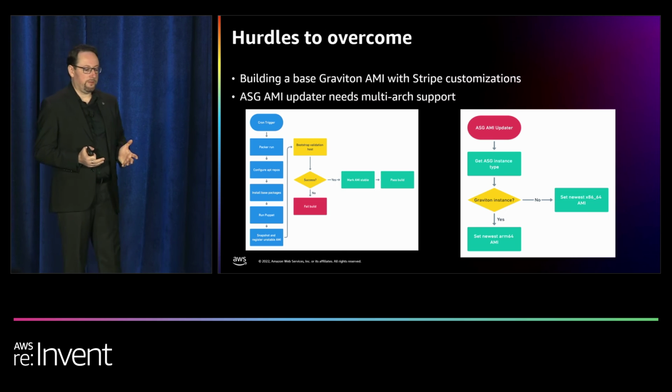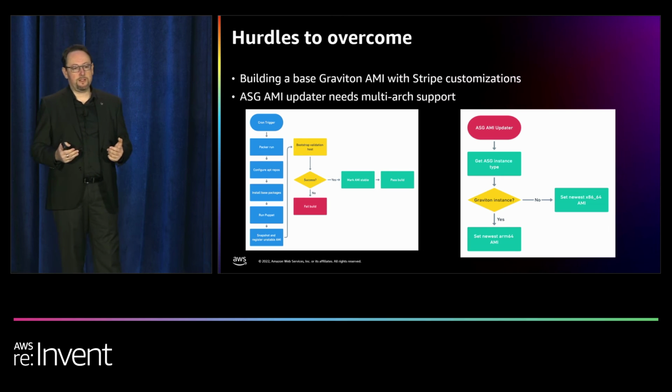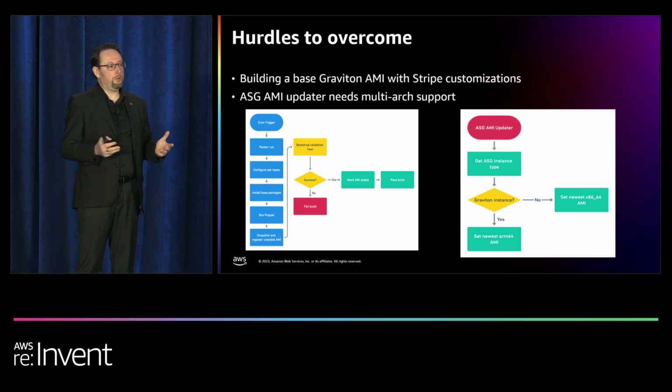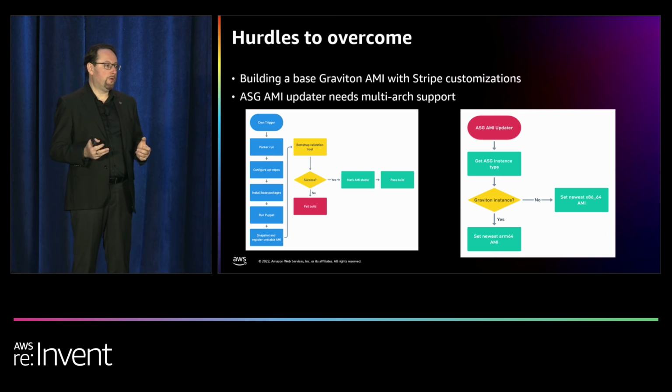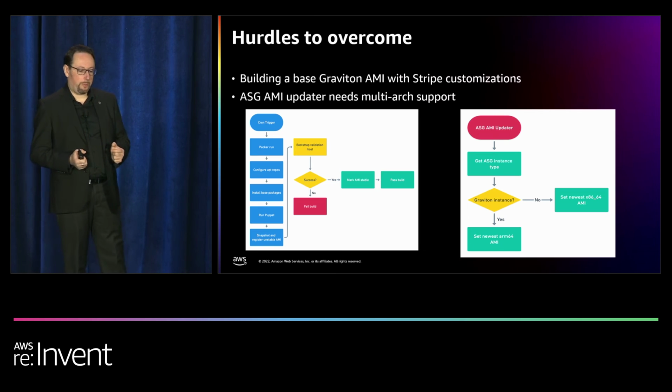So what are the hurdles? The first step is, just like Sudhir mentioned, you need an AMI that supports Graviton. Amazon supports many AMIs, but we have our own. Stripe basically builds their own AMI. It's based on Ubuntu, but we have lots of components that we've added over the years. And so we now need to build a Stripe AMI that supports Graviton.